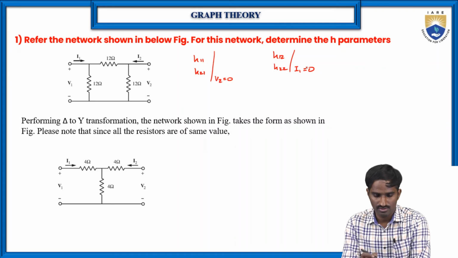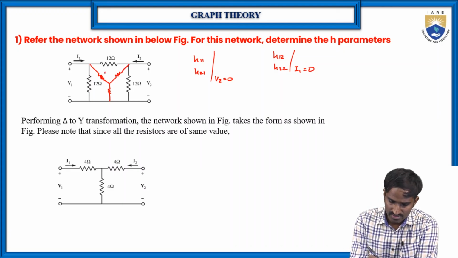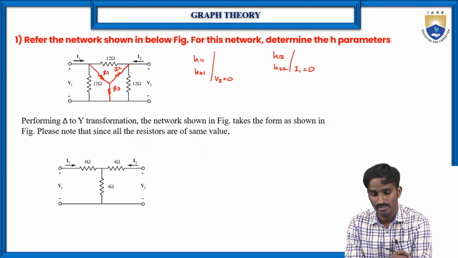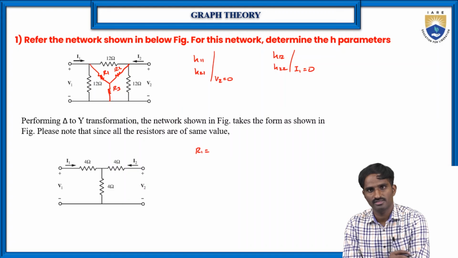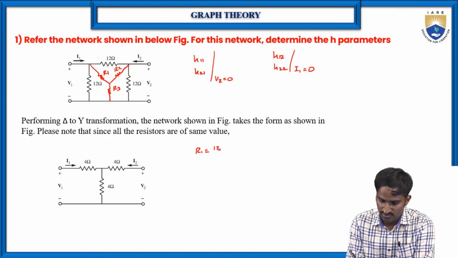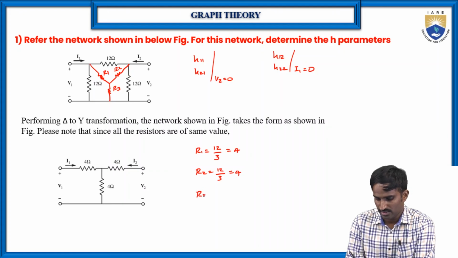Otherwise, what we can do is, here this is the delta network. This delta network can be converted into the star, like this. Let us consider R1, R2 and R3. Because this delta network has equal resistors, R1 is equal to 12 by 3, which is equal to 4. Similarly R2 is also 12 by 3, which is 4, and R3 is also 12 by 3, which is 4 ohms.